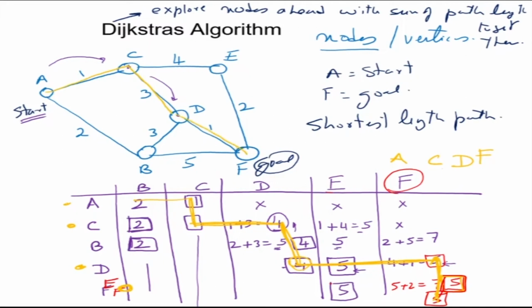And what is the length of the path? The length of the path is 5. So basically what we are seeing here is that using this algorithm, we can find the shortest path to take you from the start node to the goal node.